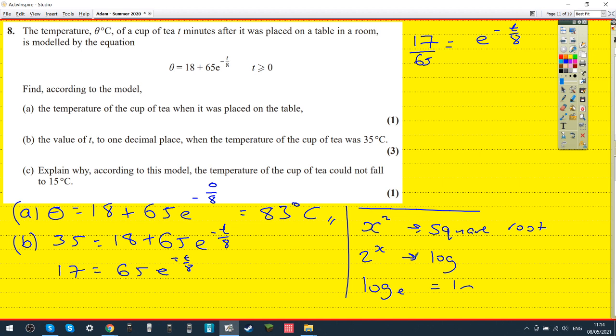So it'd be ln minus t over 8. If you were to write it in log format, e is the base. The way I think of it is you ln both sides, and so you get ln 17 over 65 equals. Any idea what you can do here?